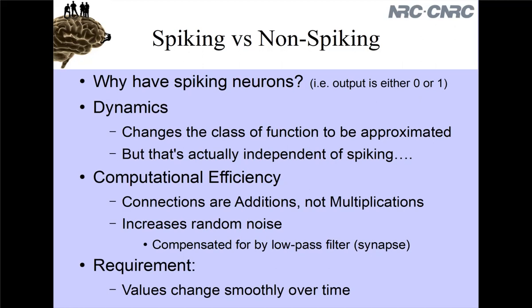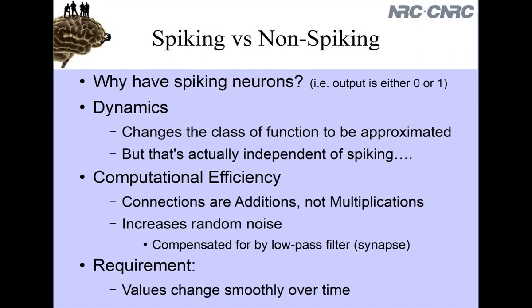It's a little tricky in that it's really hard to pin down exactly. I mean, that's one of our ongoing research topics, trying to pin down exactly what sort of dynamics is good for what sorts of classes of functions. But even though that's the common answer about why spiking, technically that doesn't have anything to do with spiking.